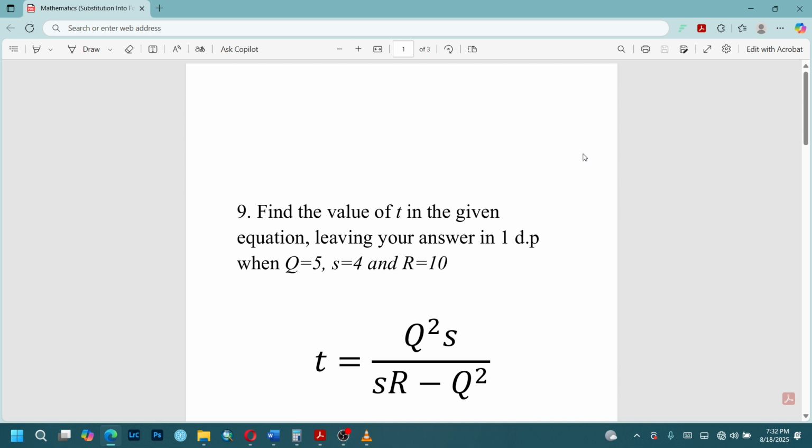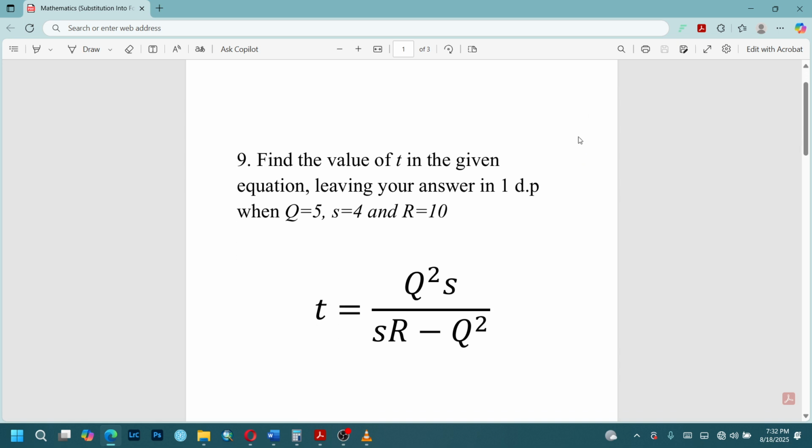Okay, so our question for the day is: find the value of t in the given equation, leaving your answer in one decimal place, when q equals 5, s equals 4, and r equals 10. So our given equation is t equals the fraction q square multiplying s over sr minus q square, right?